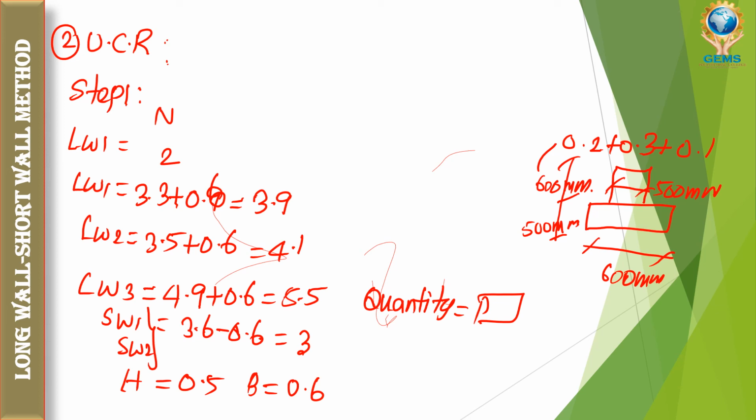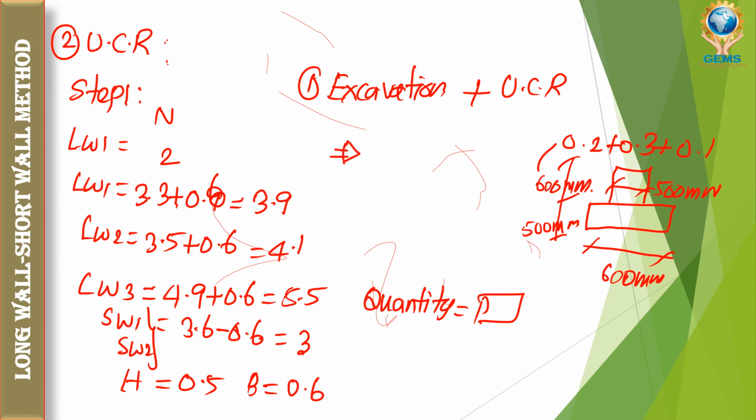Then we need to calculate the sum of the items. Then for step 2, the same procedure, we need to calculate LW1, LW2. At last we need to sum the two things. First one is excavation, right? So we need to calculate the sum of excavation plus the UCR. UCR step 1, step 2, all these things we need to sum every quantity value, and finally we will get a sum, like 40 point something. So that is the total quantity of excavation and UCR masonry for our structure.